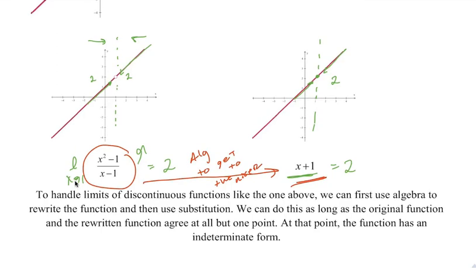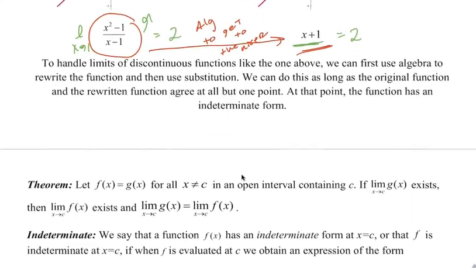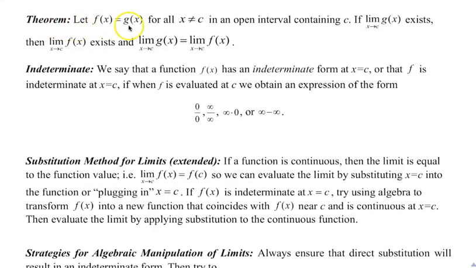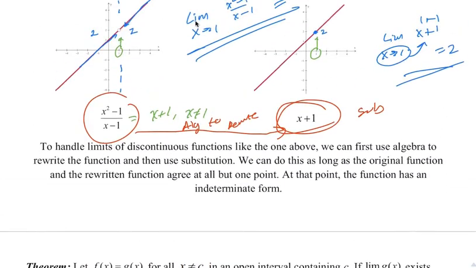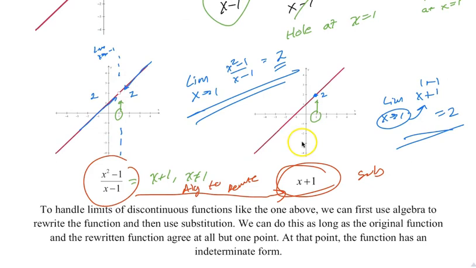Now there's one caveat: we can only do this when the functions are exactly the same except at one point. Let's talk about that in more detail. Theorem. Let f of x equal g of x for all x not equal to c in an open interval containing c. All they're saying is there are two functions that are equal except at one point c, like the example we just did. In one case we had a hole, in the other case it was filled in.